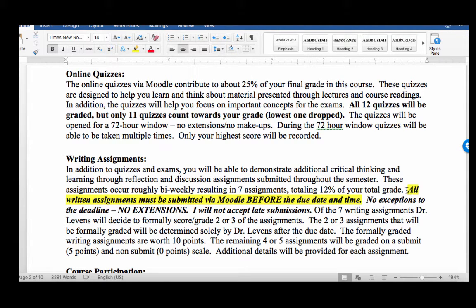One thing that I want to let you know up front is that the writing assignments must be submitted to Moodle. To be more specific, the writing assignments must be submitted on Turnitin in Moodle before the due date and time.